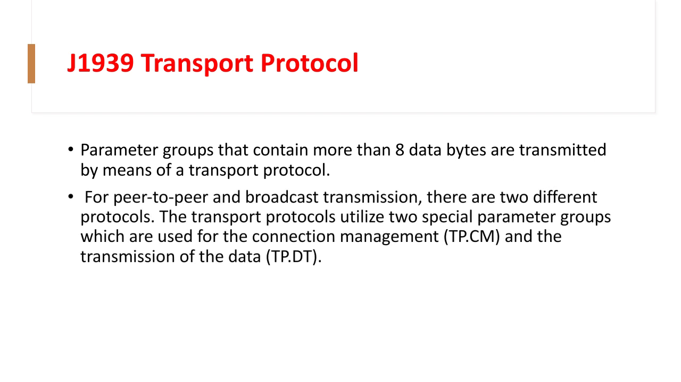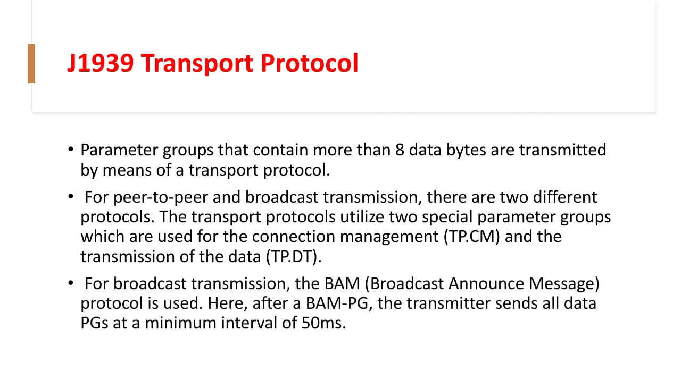The transport protocol utilizes two special parameter groups, which are used for the connection management, that is TP.CM, and the transmission of data, TP.DT. For broadcast transmission, the BAM, that is broadcast announce message protocol, is used. Here, after a BAM PG, the transmitter sends all the data PGs at a minimum interval of 50 milliseconds.